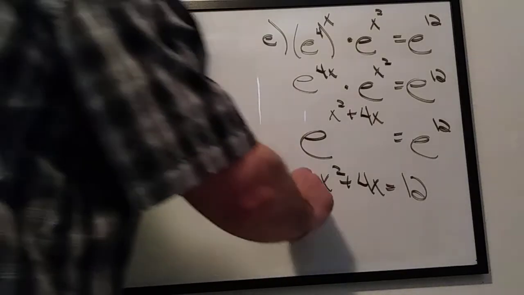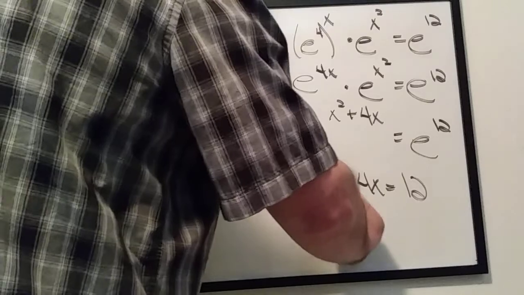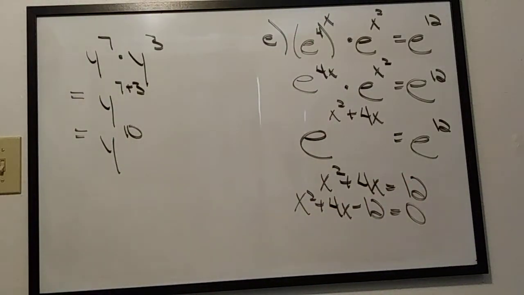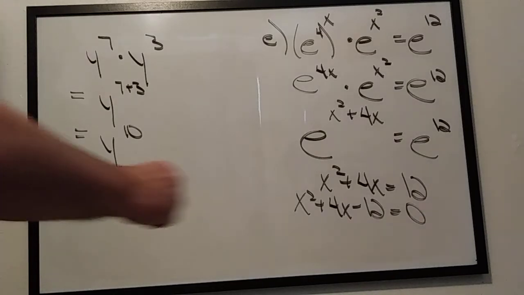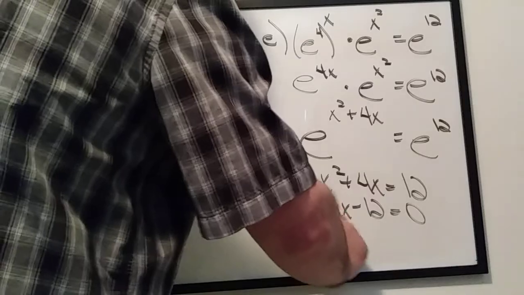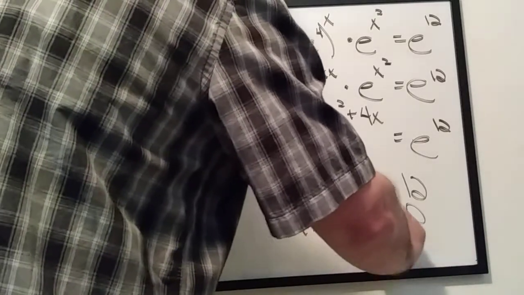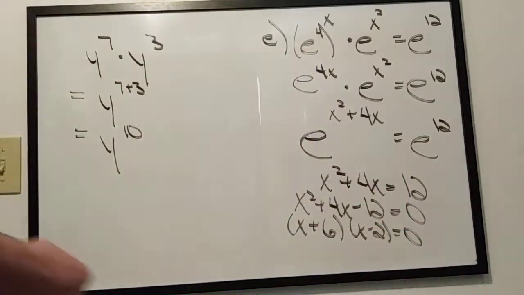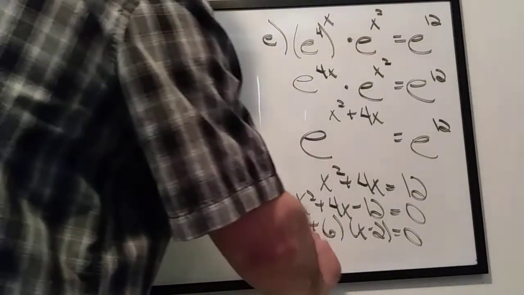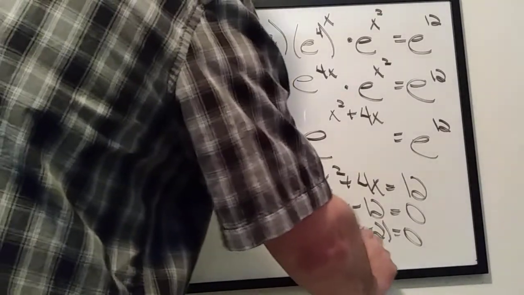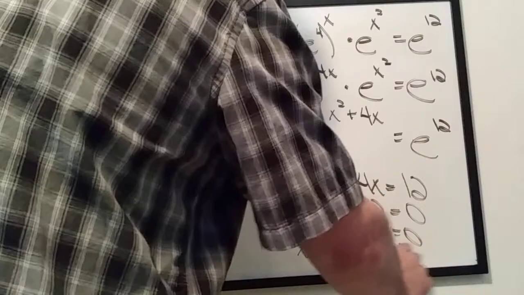I'm going to subtract 12 from both sides. x squared plus 4x minus 12 is equal to 0. Find two numbers that multiply together to give you the negative 12, add together to give you the positive 4. I can do that. We have x plus 6 and x minus 2 as our factors. Set each one of those factors equal to 0 and solve. We get x is equal to negative 6 or x is equal to positive 2.